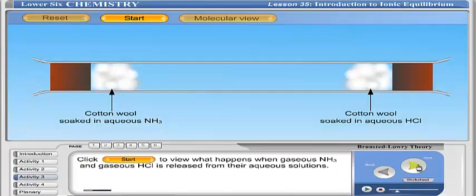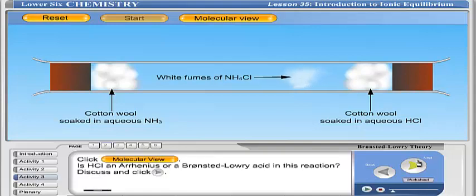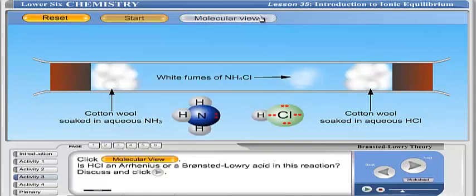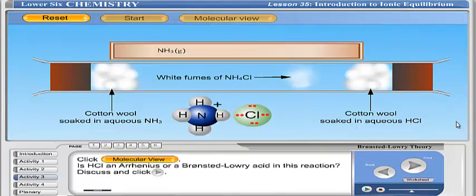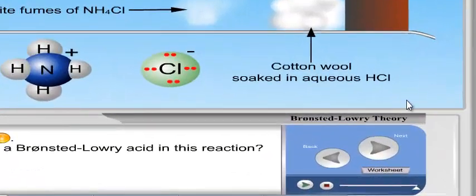Click the Start button to view what happens when gaseous ammonia and gaseous hydrogen chloride is released from their aqueous solutions. Click the Molecular View button. Is hydrogen chloride an Arrhenius or a Bronsted-Lowry acid in this reaction? Discuss and click Next.